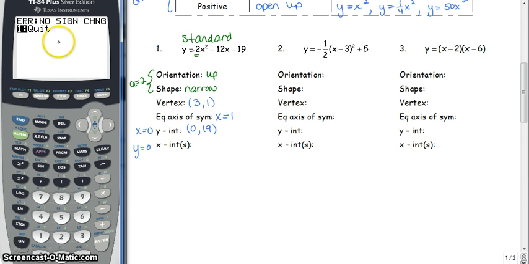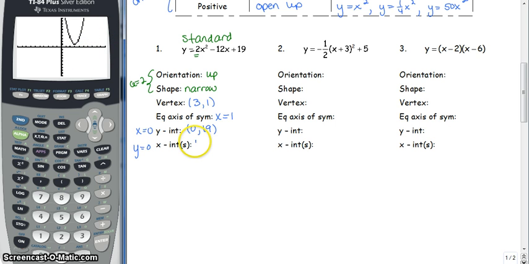Oh, look, it says quit, sign, no change. So we get an error message. Go ahead and quit out of that. And hopefully you kind of see why, and you should have expected that. I want to know where my parabola crosses that x-axis, and it never actually crosses. So in this case, we don't have any x-intercepts.